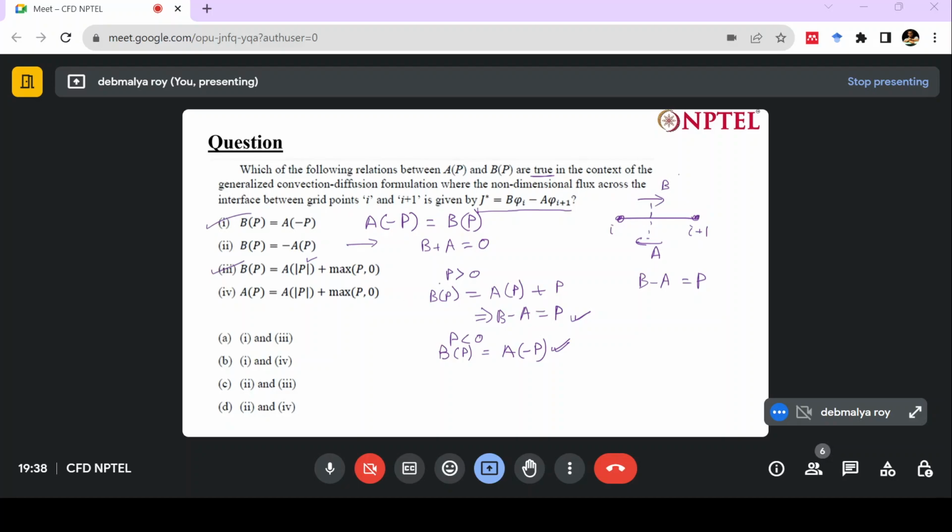The fourth one, same thing, but if you substitute the P is positive case, you can easily see that it becomes A is equal to A plus B. So that means P is 0, which is a special case, not true for all cases. This means there is only diffusion, there is no advection. So this is a special case, so this is not always true. 1 and 3 are the correct options.